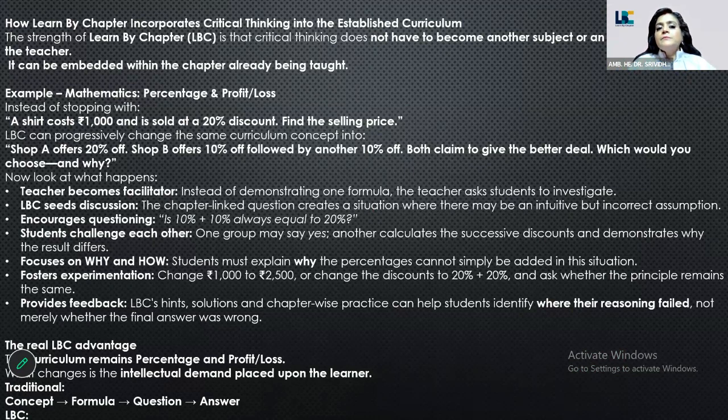The strength of Learn by Chapter is that critical thinking does not become another subject or additional burden to the teacher. It can be embedded within the chapter already being taught. Mathematics, percentage and profit and loss. I've just taken one example. Instead of shopping, a shirt costs rupees 1,000 and is sold at a 20% discount. Find the selling price. And that's when Learn by Chapter progressively changes the same curriculum concept into: Shop A offers 20% off. Shop B offers 10%.